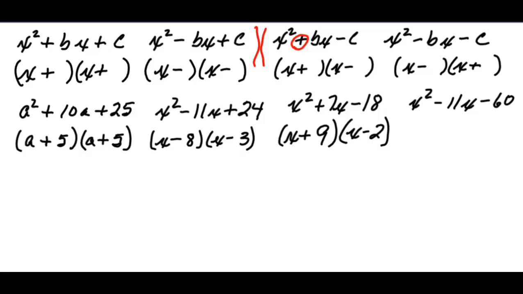60 and 1, that doesn't work. 30 and 2, that doesn't work. How about 15 and 4? Oh, we could have tried 20 and 3, that wouldn't have worked either. But 15 minus 4, that gives me 11. And if I set it up the way I said I was going to set it up with x minus times x plus, now because that middle term is negative here, I have to put the larger number with the negative sign. So it's negative 15 and positive 4.